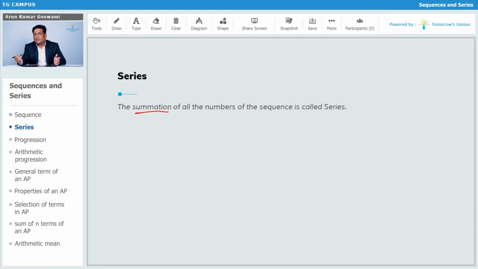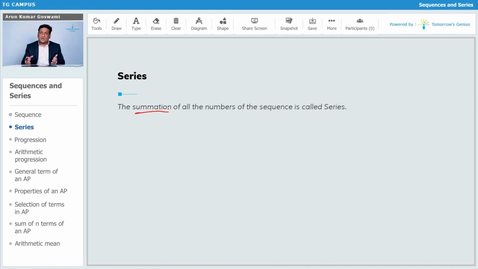Okay, addition of consecutive terms, whatever the next term will be, we'll add up. Whatever the formula we'll use, whatever the pattern we'll use. So basically we'll call this a series. It is a form of a sequence only, but we are using some operations. That's why I wrote here the summation of all the numbers of the sequence. Whatever numbers are there in this sequence, the summation of all those numbers will be a series.